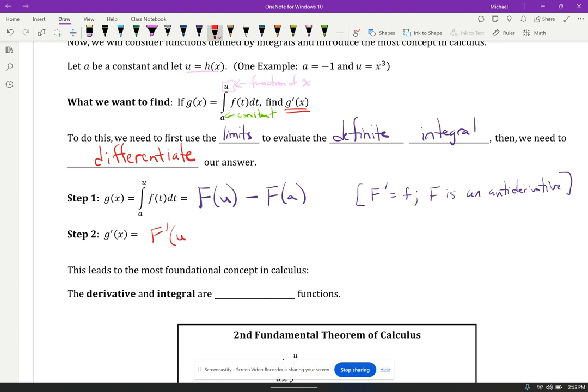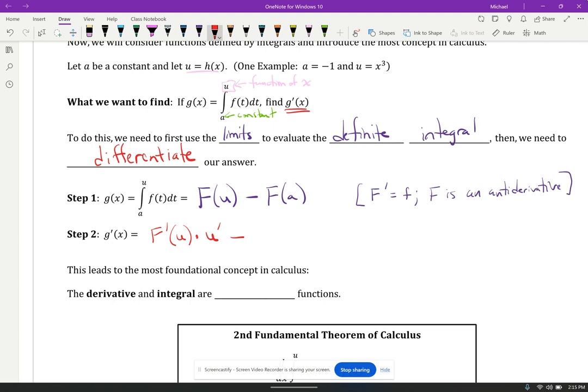So it's like an inside function. So then I'm supposed to multiply it by u prime, because I have to do the chain rule if I'm taking a derivative with an inside function. And u, we said, is a function of x. So I'm going to take the derivative of the outside with the inside still in it times the derivative of the inside, minus the derivative of f of a.